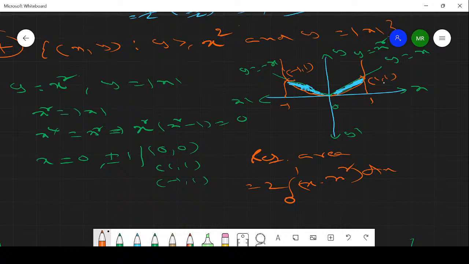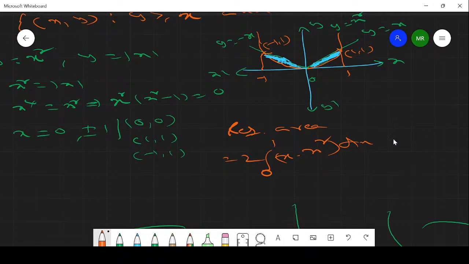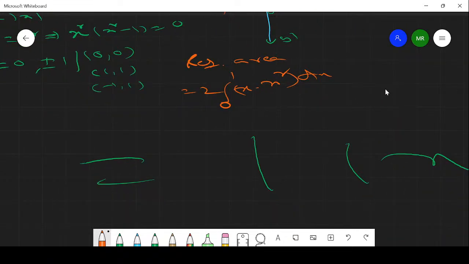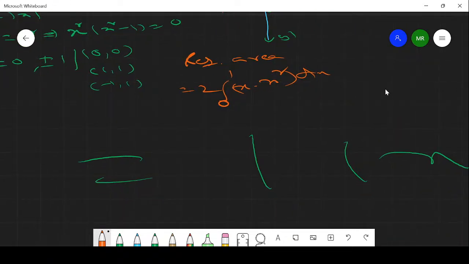So how, sir, upper curve minus lower curve? Upper curve is the line y equal to x, lower curve is the parabola. Correct. Because the parabola graph is always y equal to x square. I will remind you of the graph, what I have drawn. See, here you can simplify, you can integrate this.